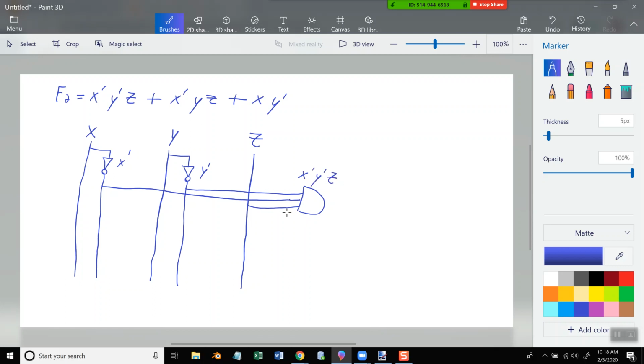Now we got another AND gate here. And what's coming into it? X prime, which is over here. We have a y, which is coming in over here. And we have a z, which is coming in from here. And this is going to be our x prime, y, z.